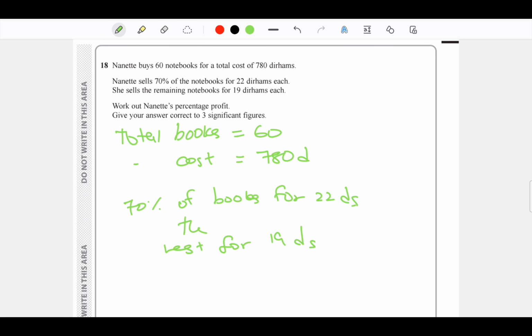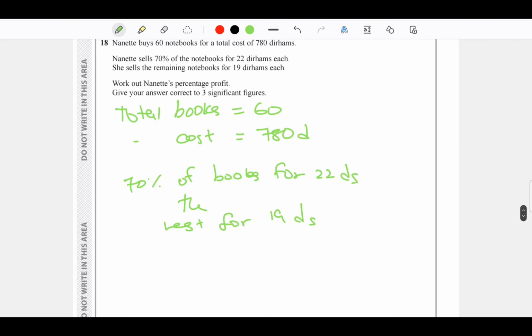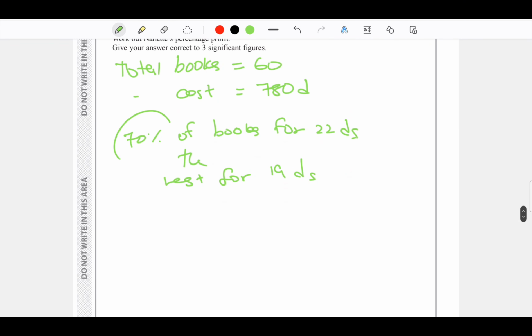Alright, so first we are going to find out what is that 70%. How many books was it? Out of 60 books, 70% would be how much? We know 60 equals 100%, therefore 70% would be how much? It would be 70 over 100 times 60, giving us an answer of 42 books.